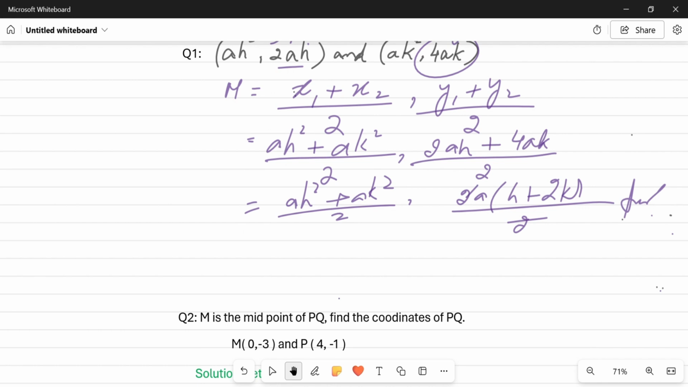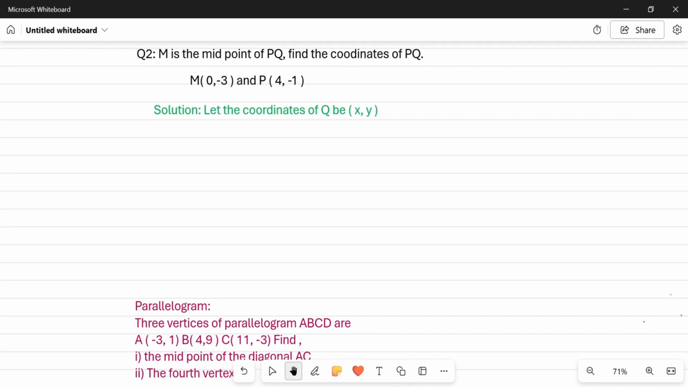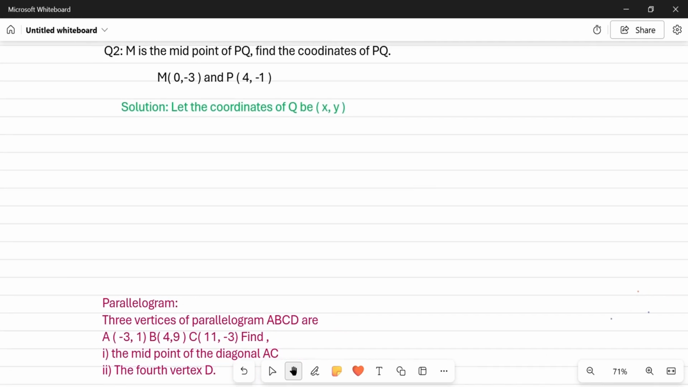Now the next question, question 2. M is the midpoint of PQ. What we need to do is find the coordinates of Q. The midpoint is (0, -3), and the P coordinates are (4, -1). How are you going to solve that? As we know the formula, P is (4, -1), so this one is x1 and y1. Though the Q coordinates are not given, we need to find them. We assume that the Q coordinates are x and y. We can take a and b as well. So this is x2 and the other one is y2.